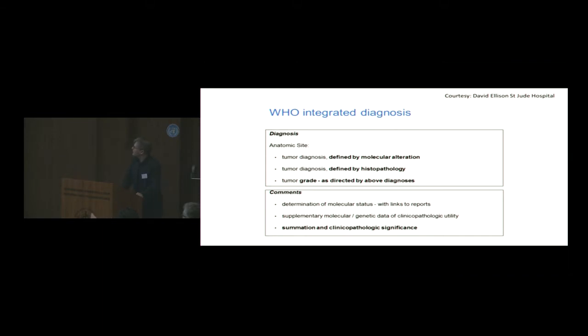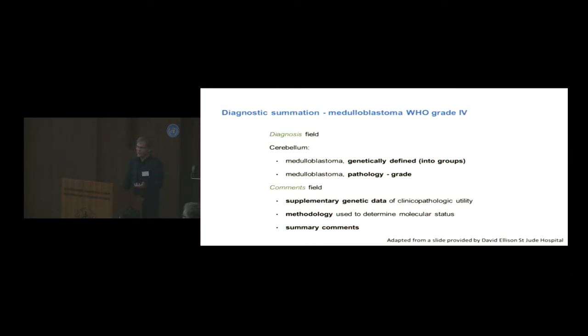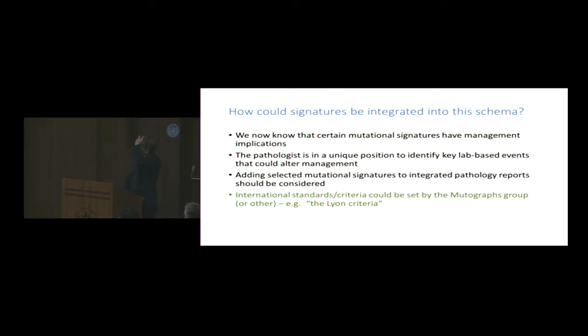An example of this would be medulloblastoma, where it's been transformed by molecular methods. There are several subgroups, three main subgroups, but grade can also be important. And then indicating in the report what methodology was used. And that comes back to the point about standardization, and I'll come on to that a bit later. So how could you get these signatures into a path report?